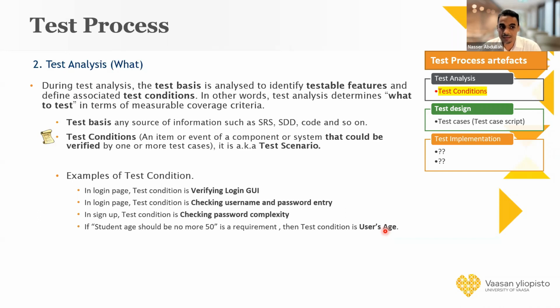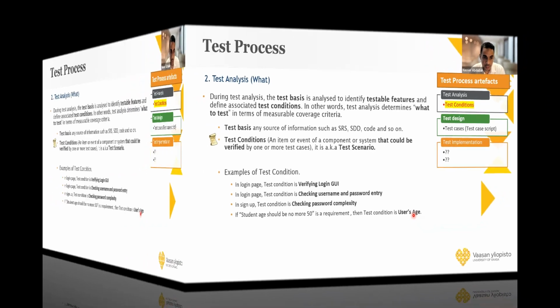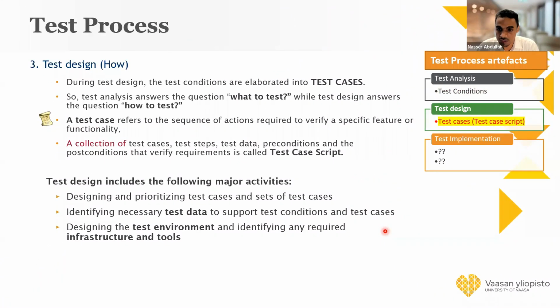Now in this step, in the analysis step, we just define the test conditions. Anything in your requirements that mentions things we should verify, we can consider as a test condition and list it in the test condition list. So now we have a list of test conditions.